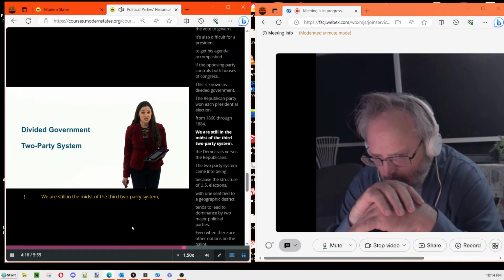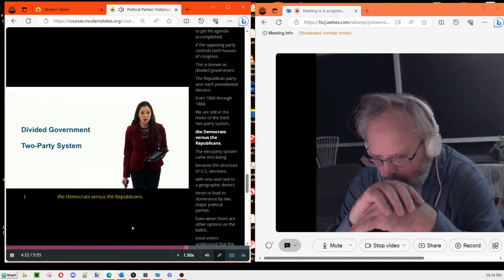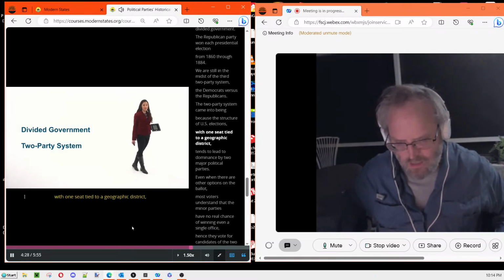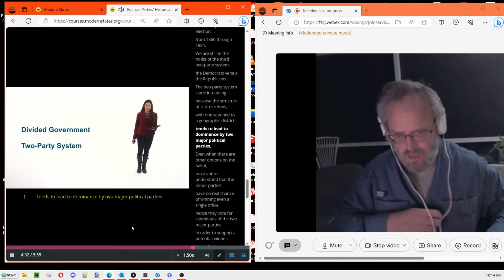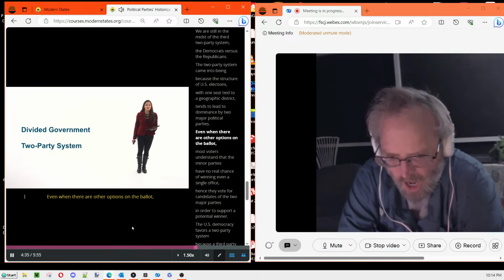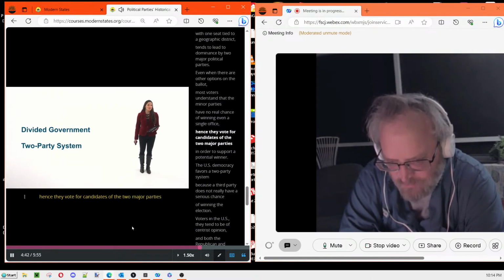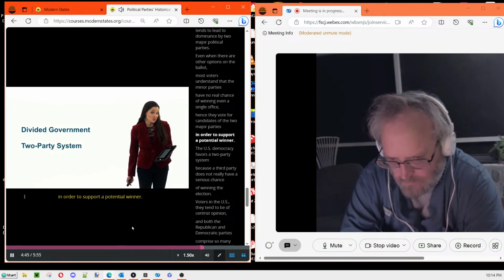We are still in the midst of the third two-party system, the Democrats versus the Republicans. The two-party system came into being because the structure of U.S. elections, with one seat tied to a geographic district, tends to lead to dominance by 2 major political parties. Even when there are other options on the ballot, most voters understand that the minor parties have no real chance of winning even a single office. Hence, they vote for candidates of the 2 major parties in order to support a potential winner.